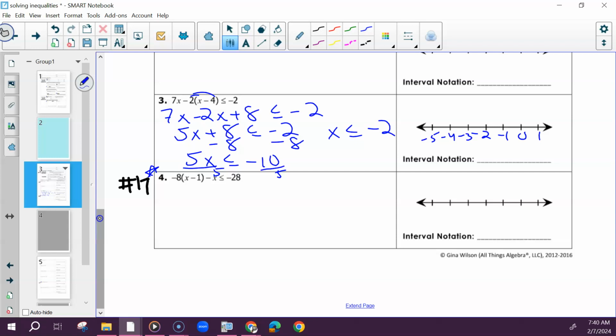Will that be open or closed? Closed. Going to the left or to the right? Left. Interval notation, where does that start? Negative infinity. So parentheses, negative infinity. Where does that end? -2, but because this is closed, we need a square bracket, not a parenthesis.